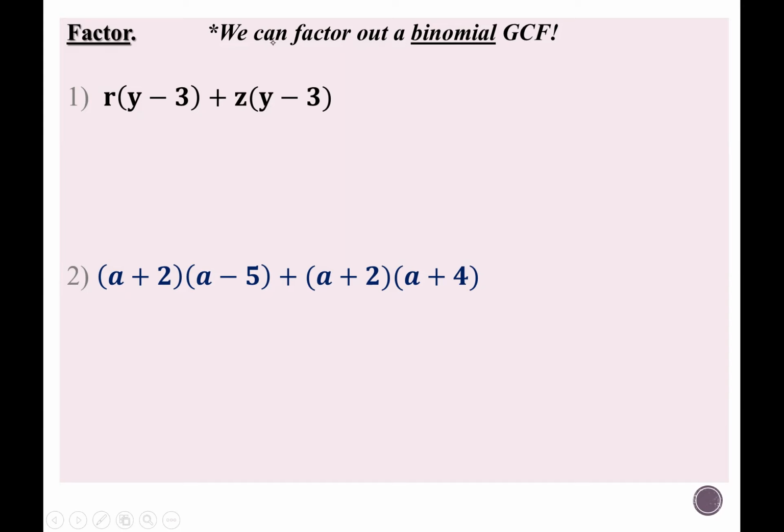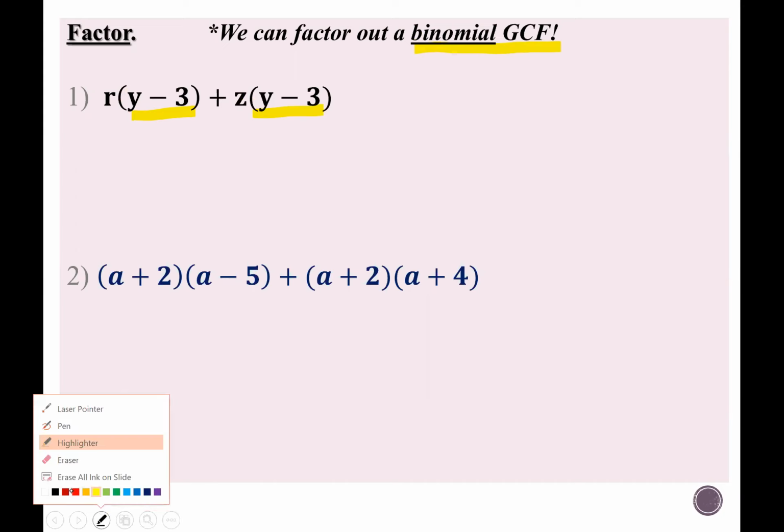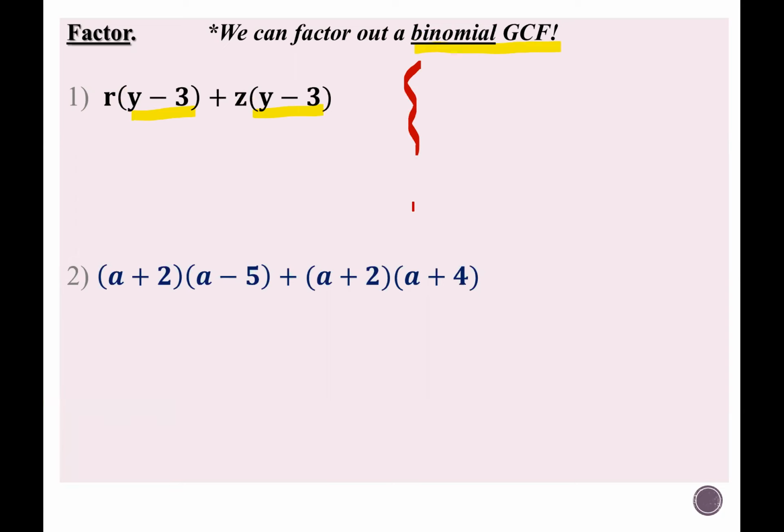Okay, so we can actually factor out a binomial GCF. What are we talking about? Okay, so bi means 2, right? So we're looking at a common factor that actually has 2 terms in it. So a binomial GCF. If I look at this first problem, r parentheses y minus 3 plus z parentheses y minus 3. It's the y minus 3 that's the common thing. That's the GCF. That's what we can factor out. Now, before we fully do that, I'm going to do a similar example over here for you.